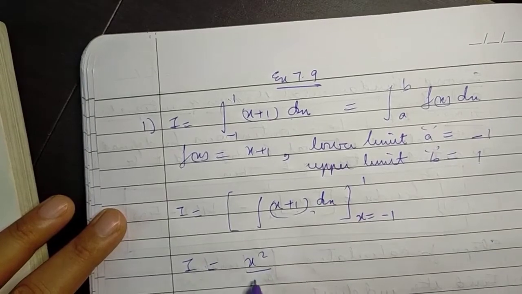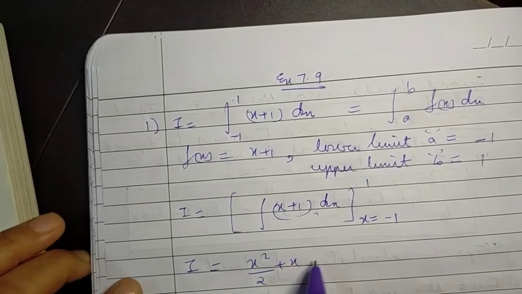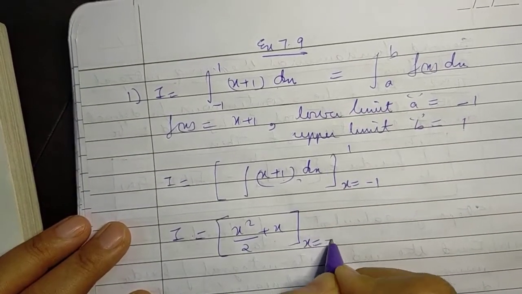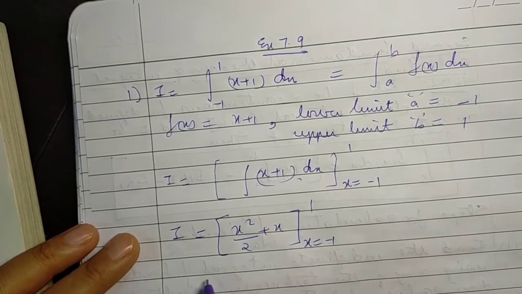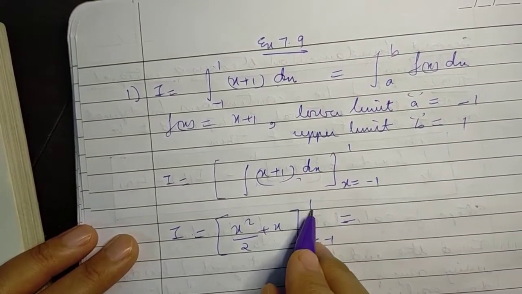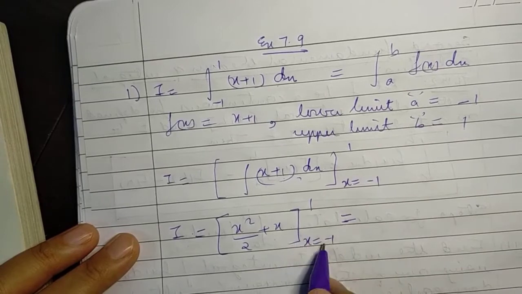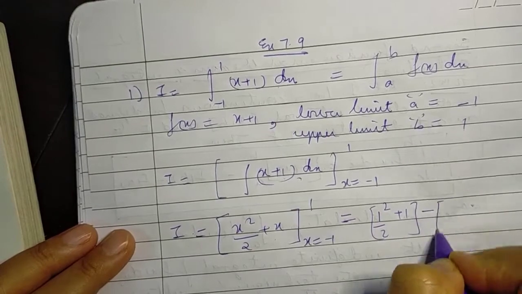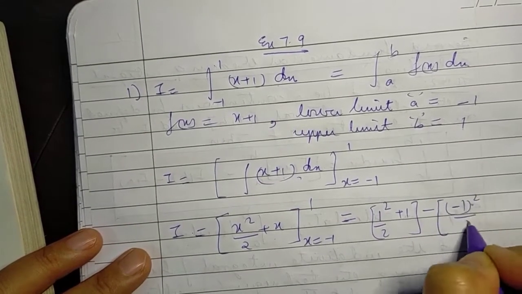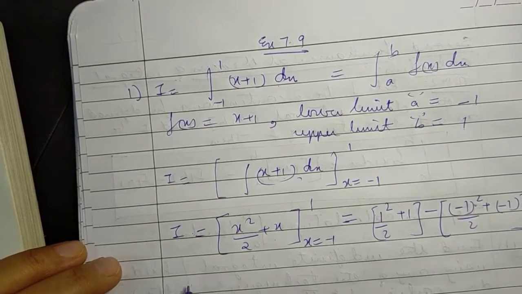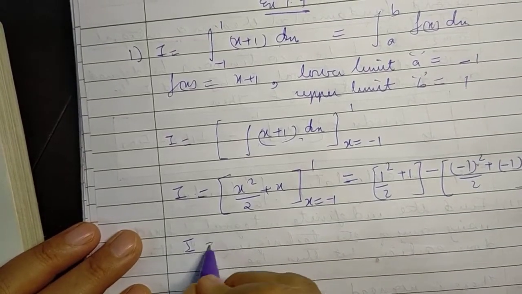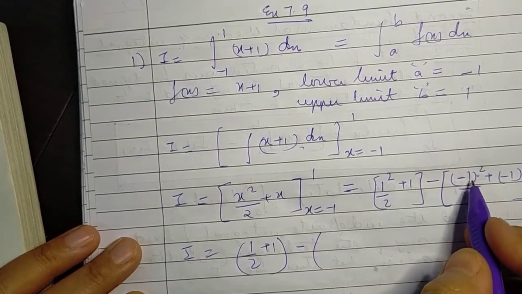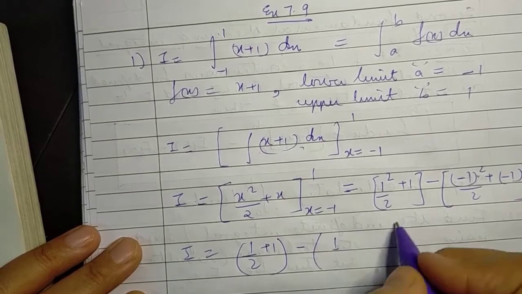the indefinite integral of this is x squared over 2 plus x. Now there is no need to introduce the constant, we simply write the integral and write x equal to -1 to +1. Now the next step involves substituting the upper limit minus substituting the lower limit. So you will get 1 squared over 2 plus 1 minus, then you apply (-1) squared by 2 plus (-1), and so the integral comes out to be 1 by 2 plus 1 minus, (-1) whole squared is again 1, so 1 by 2.